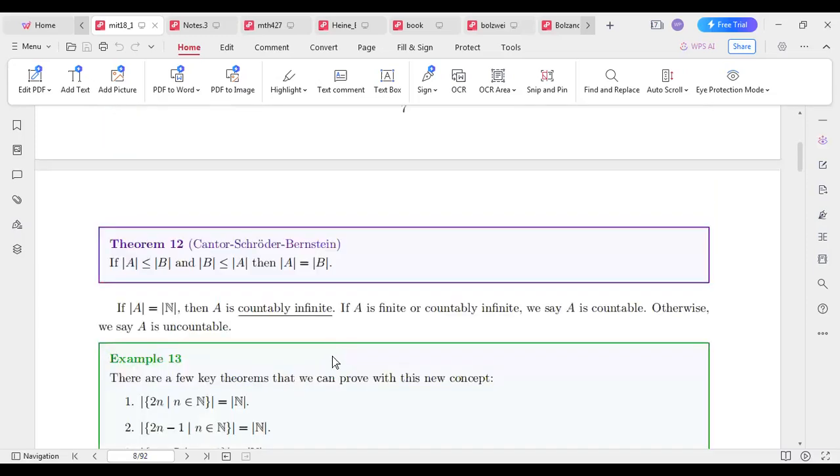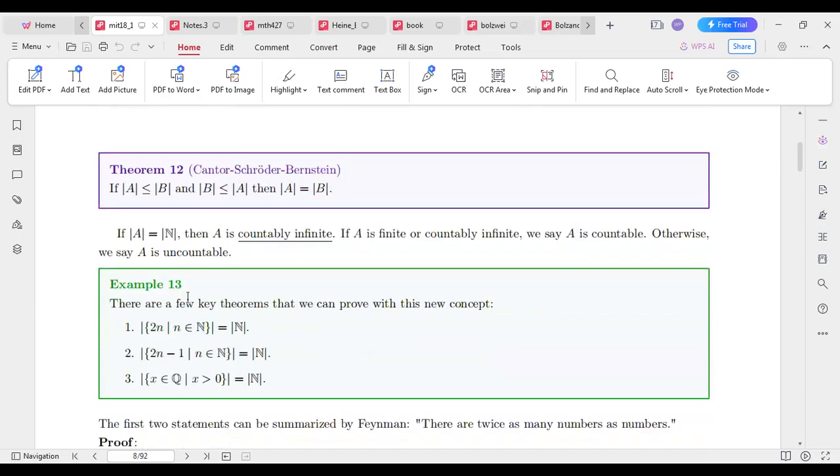So there is actually a theorem, Cantor, Schroeder, Bernstein. If cardinal of A is less than or equal to cardinal of B and cardinal of B is less than or equal to cardinal of A, then cardinal of A equals cardinal of B. So in that case, we can use this example. If cardinal of A is the cardinal of the natural numbers, then A is countably infinite. If A is finite or countably infinite, we say A is countable. Otherwise, we say A is uncountable.